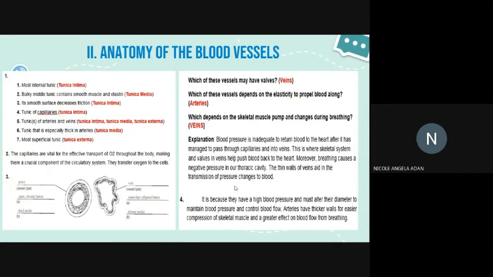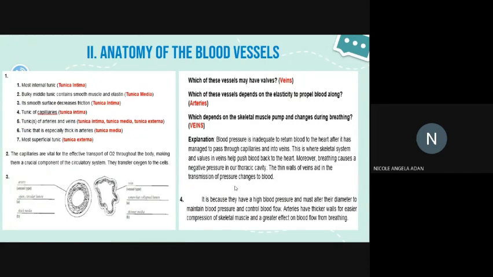Then the bulky middle tunic contains smooth muscle and elastin. The answer is tunica media. Then number 3, its smooth surface decreases friction.